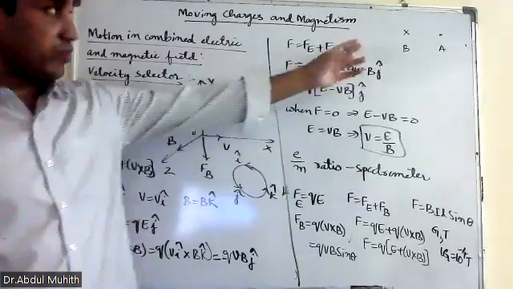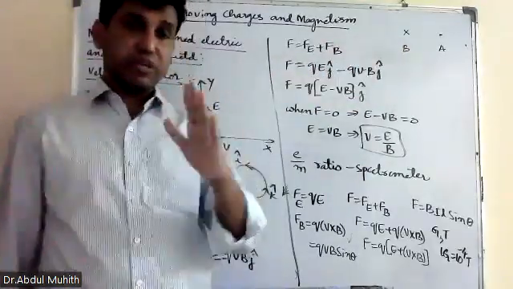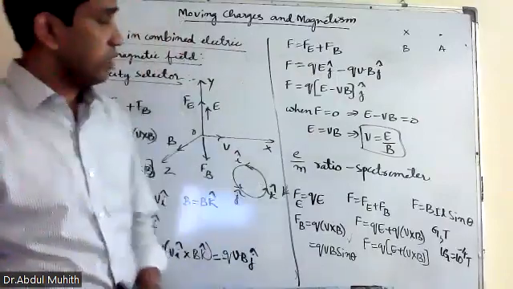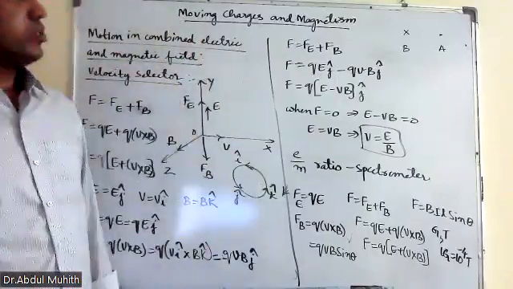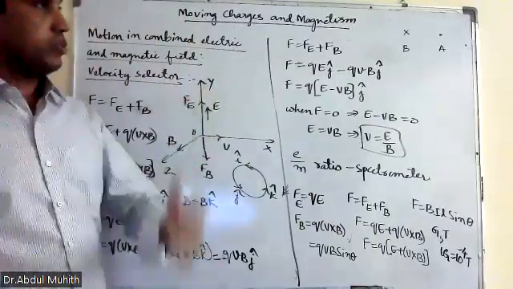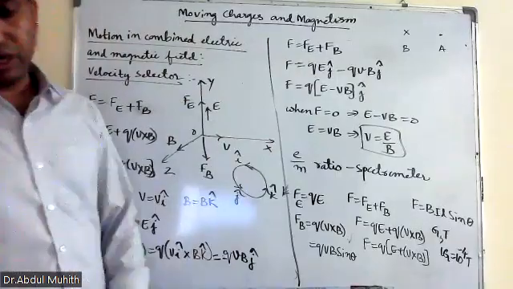It's like the tip of an arrow. When the arrow is coming towards you, you can only see the tip. When the arrow is going away, it will be a cross. Okay. Clear. So when the arrow is coming towards you, it is A. When it's going into the board, it is B. Clear?